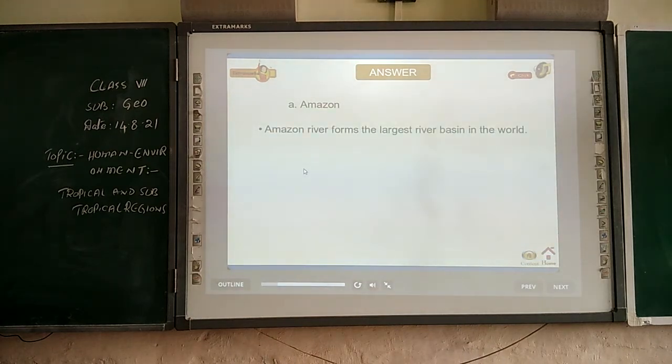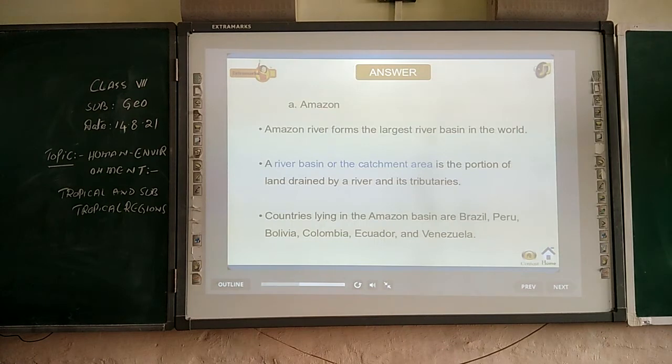Explanation. Amazon River forms the largest river basin in the world. A river basin, or the catchment area, is the portion of land drained by a river and its tributaries. Countries lying in the Amazon basin are Brazil, Peru, Bolivia, Colombia, Ecuador, and Venezuela. All these countries are surrounding the Amazon.